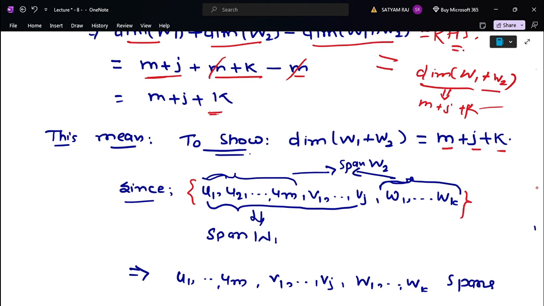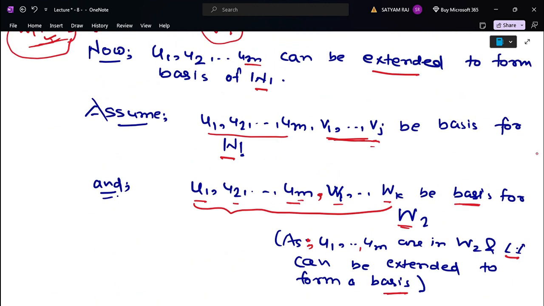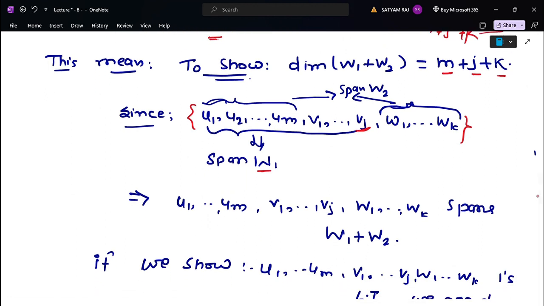u1, u2, ..., um, v1, v2, ..., vj, w1, w2, ..., wk. Remember, u1, ..., um, v1, ..., vj was the basis for W1, and u1, ..., um together with w1, ..., wk is a basis for W2.